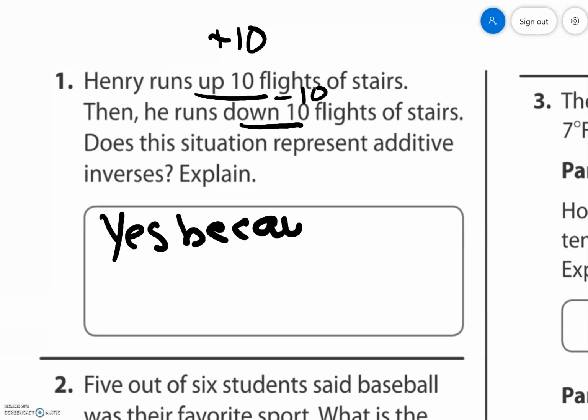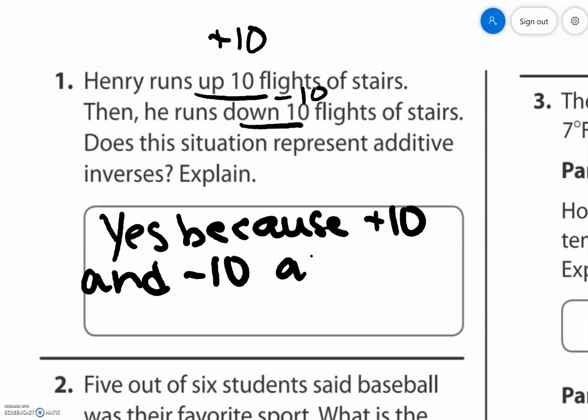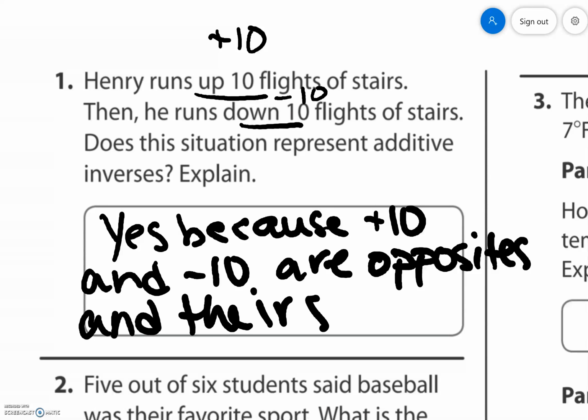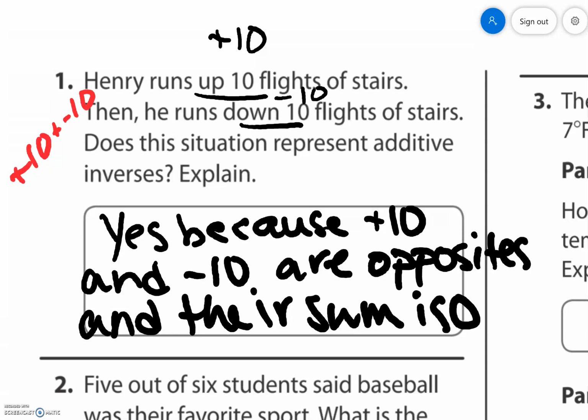Well, yes, because positive 10 and negative 10 are opposites, and their sum is 0, meaning when you do positive 10 plus negative 10 gives you 0.